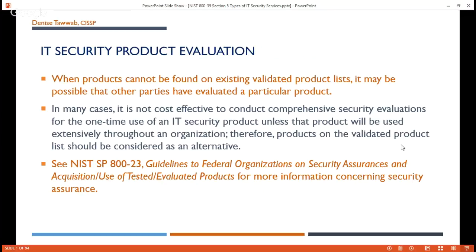When products can't be found on existing validated product lists, it may be possible that other parties have evaluated a particular product. In many cases, it's not cost-effective to conduct comprehensive security evaluations for the one-time use of an IT security product unless that product is going to be used extensively throughout an organization. Therefore, products that are on the validated product list should be considered as an alternative. For more information about security assurance, look at NIST Special Publication 823.